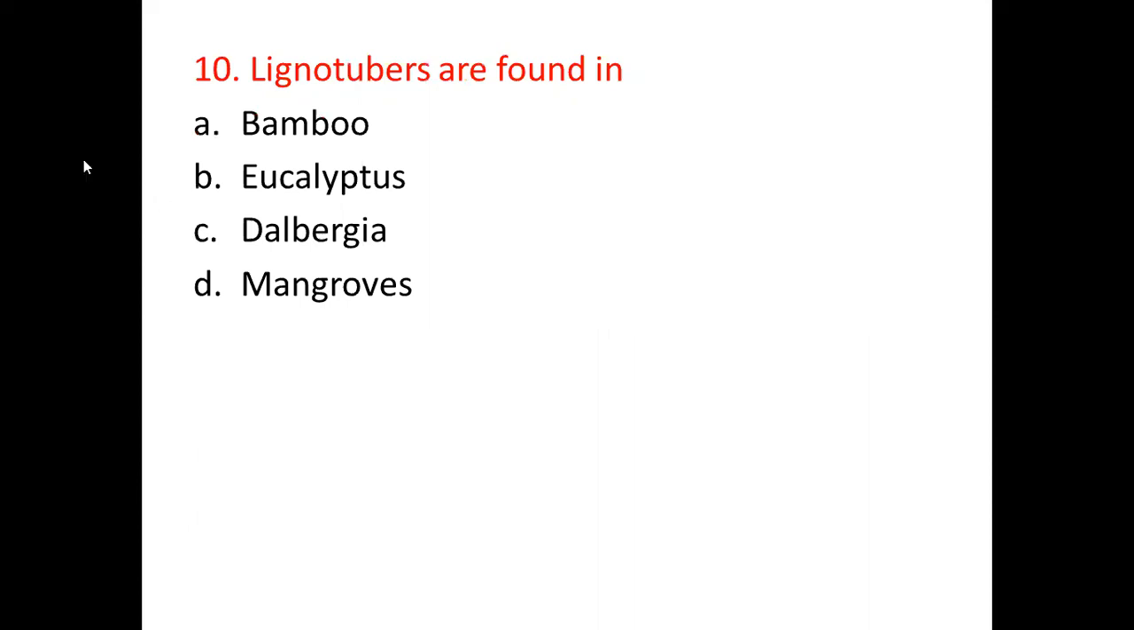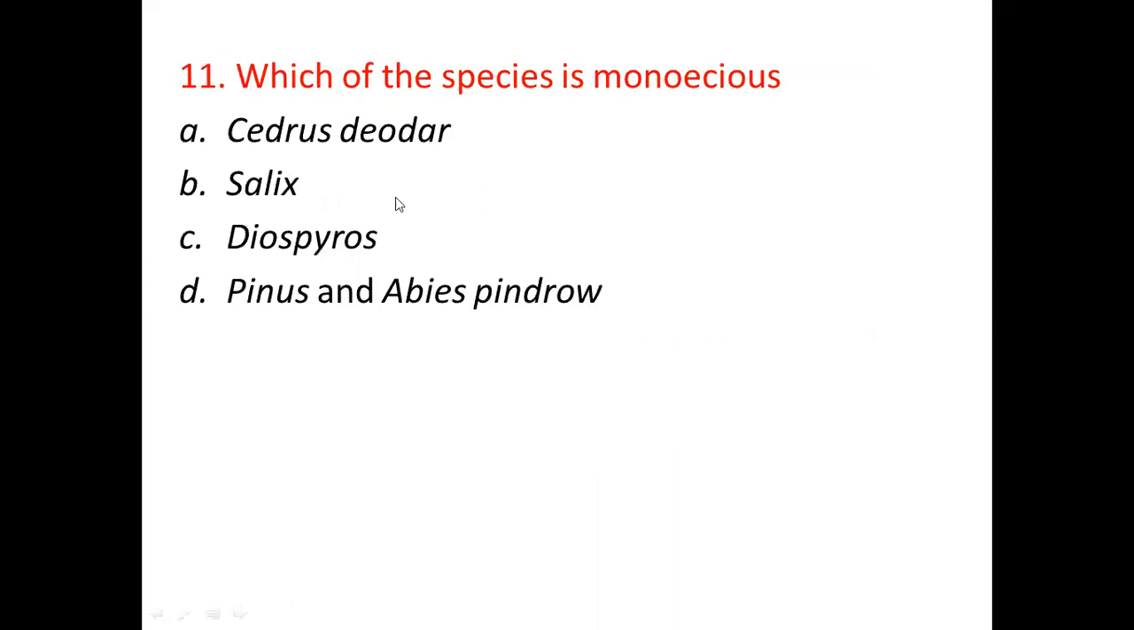The next one is a very simple question. The lignotubers are found in which of the following trees? That is found in eucalyptus, where we have swelling at the base of the stem. That's the one thing you need to remember. The answer is lignotuber, eucalyptus. Next, a very important question.